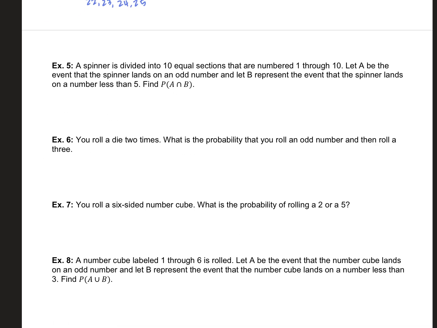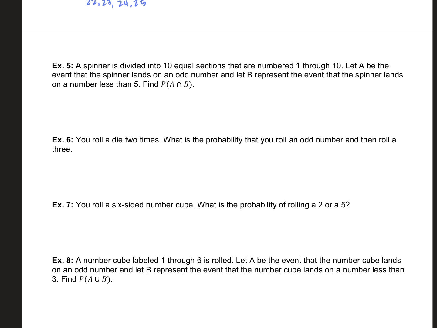Let's look at example 5 here. It says that a spinner is divided into 10 equal sections that are numbered 1 through 10. Let A be the event that the spinner lands on an odd number, and let B represent the event that the spinner lands on a number less than 5. Find the probability of A and B both occurring together.